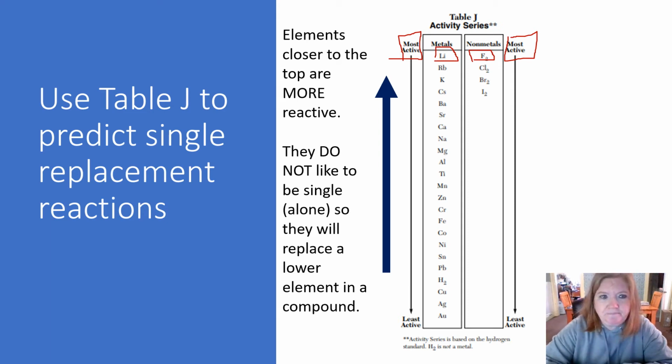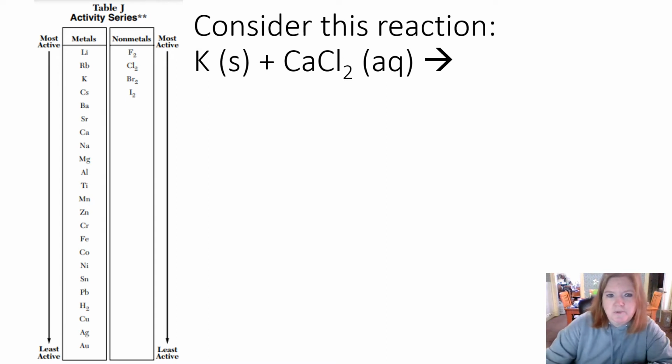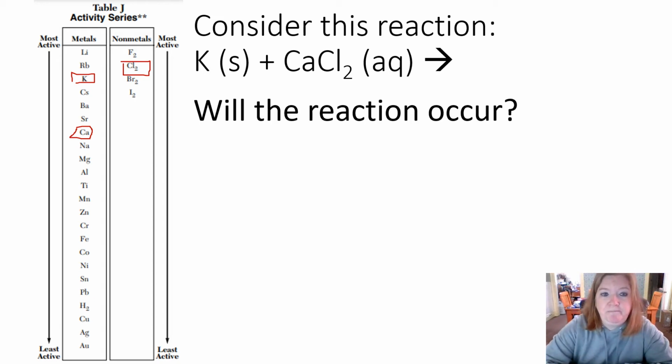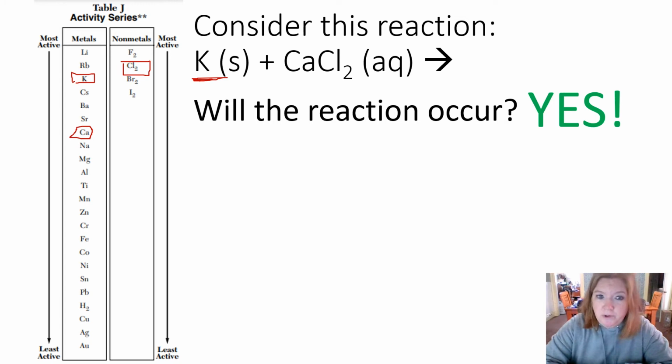Let me show you what I mean. Consider this reaction. I have K wanting to combine with CaCl2. Here's K and here's Ca. Here is Cl, but I'm not going to consider Cl because I need to compare the two things that are in the same column. So will the reaction occur? Well, look, K is alone, it's single. It's more active than calcium, so it does not like this situation. So yes, absolutely, the reaction will occur.